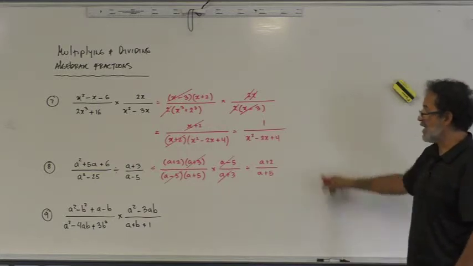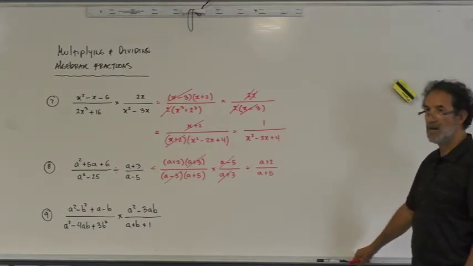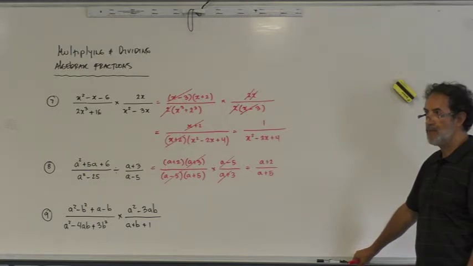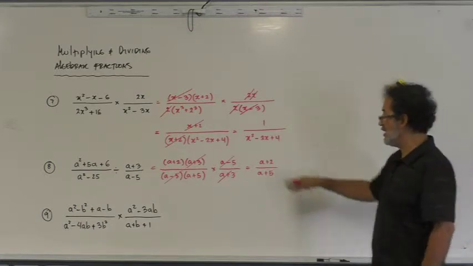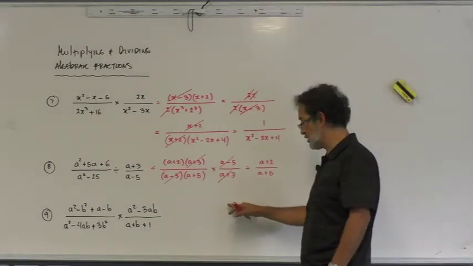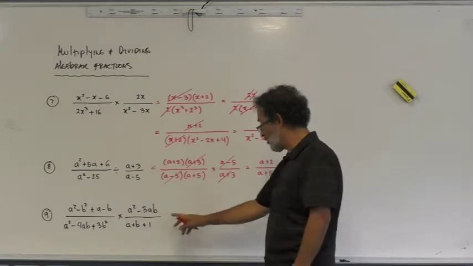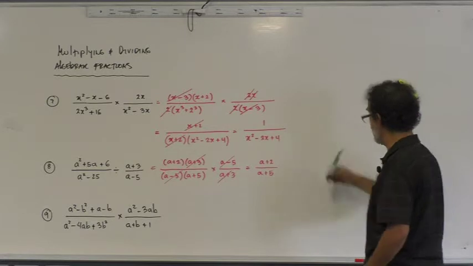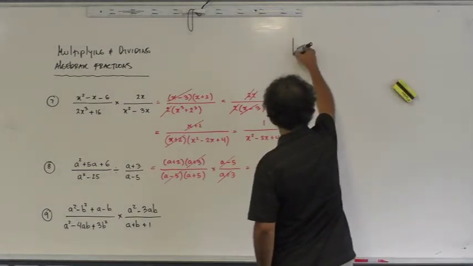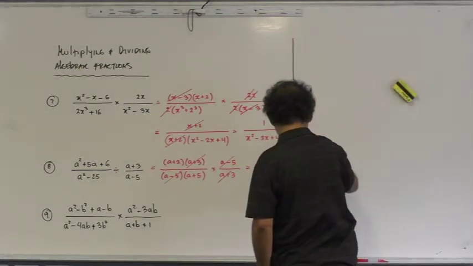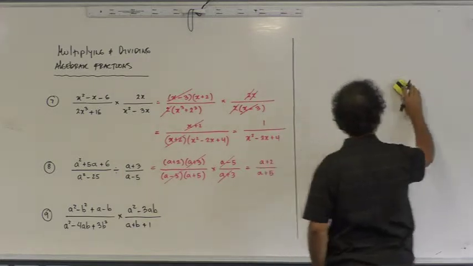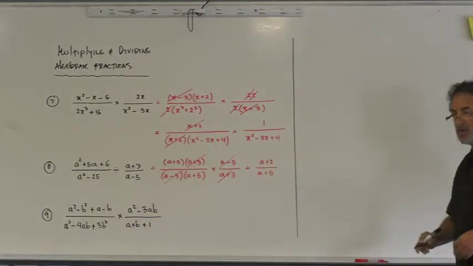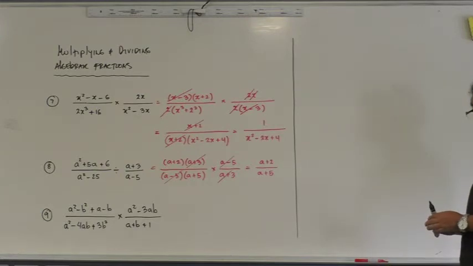You can see that they are very easy factorization, very easy division and multiplication of fractions, but here we are putting a lot of things together, so you need to be careful. Now, question 9 is one of the hard ones, so we're going to be very careful.